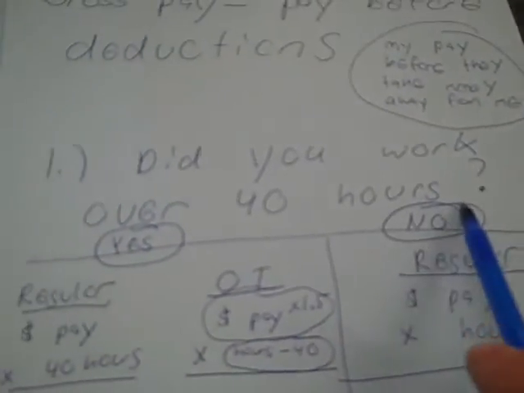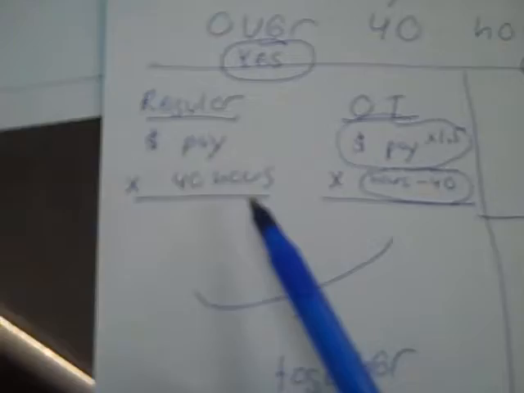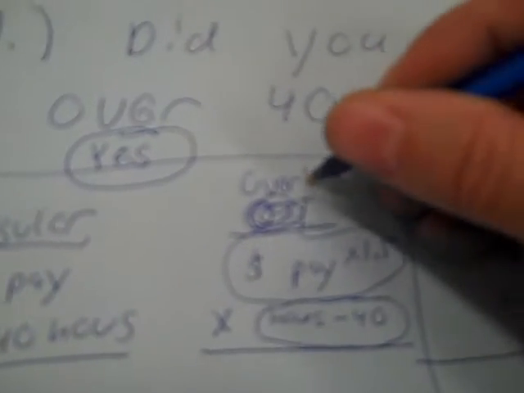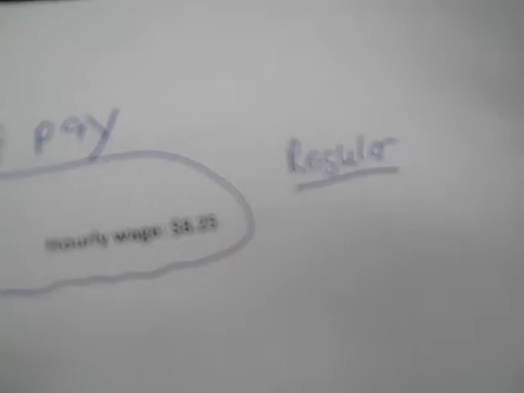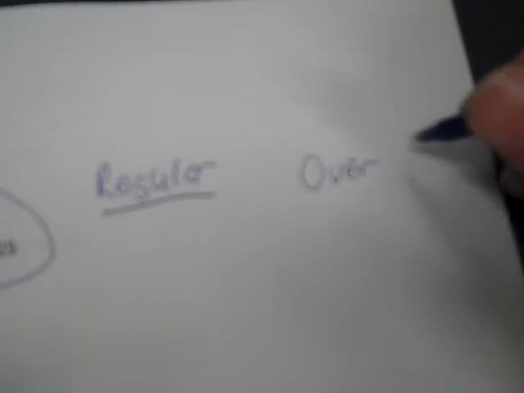Okay, so first question you have to ask yourself, did you work over 40 hours? Well, here's 50 hours, so yes. Okay? So if that answer is yes, we have regular time and overtime. Okay, here I'll write. So you need to set up two columns, the regular and the overtime. Write the two words down. That means you work more hours than 40.